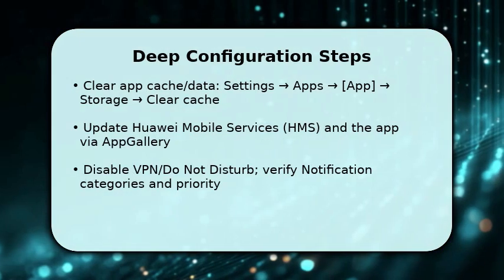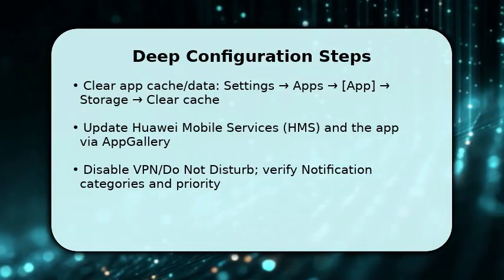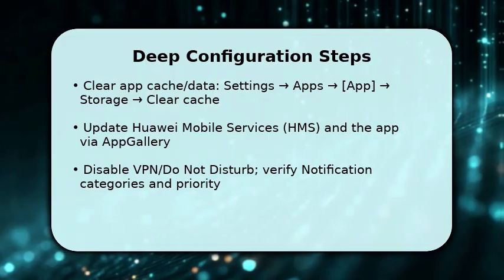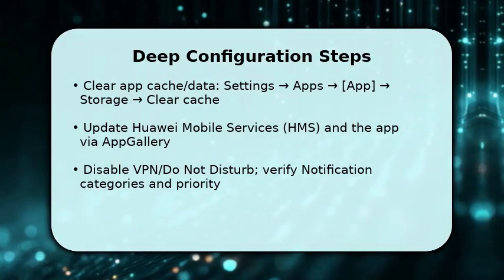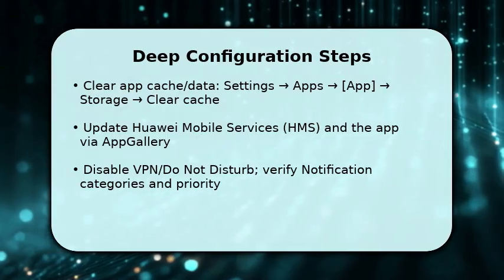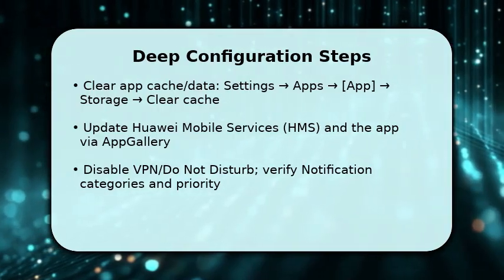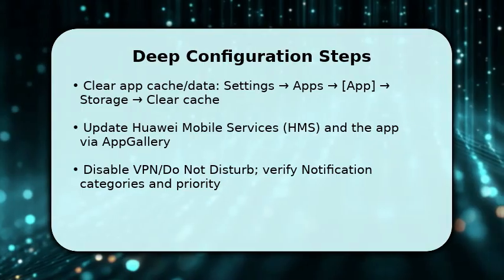Clear the app cache and, if needed, data to remove corrupted state that blocks notifications. Then update Huawei mobile services and the app through App Gallery to ensure compatibility with MIUI push systems. Make sure VPNs and Do Not Disturb are off while diagnosing, because they can silently suppress alerts.